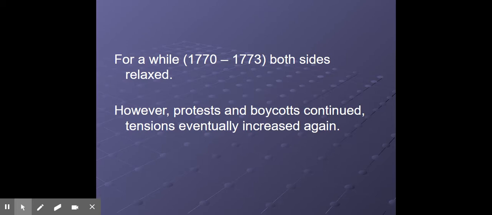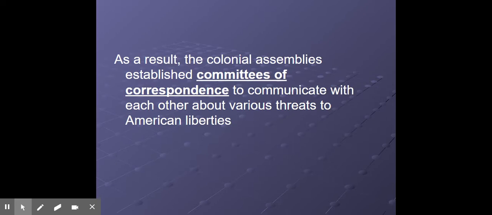It is also during this time that the colonial assemblies, remember, the colonies are still not used to working together as one, decide we need to be able to communicate with each other and figure out what's going on. We need to be able to stand together. So they form what are called committees of correspondence. The job of the committee of correspondence is to communicate with committees of correspondence in other colonies. So your colony has one, Pennsylvania has one, and their job is to communicate back and forth and to communicate with the people within the colony about various threats to American liberty. Okay, so in case we need to start acting together and doing something to stop this, we will.